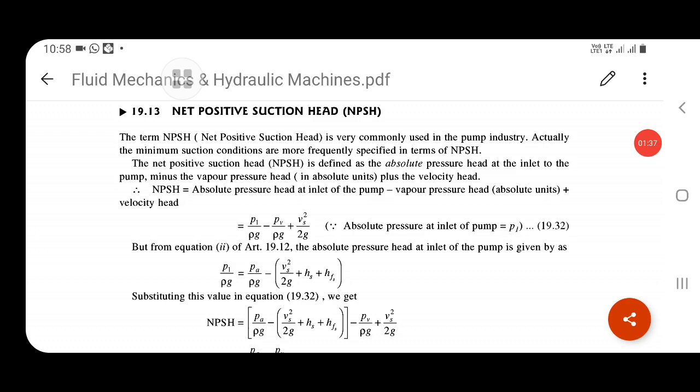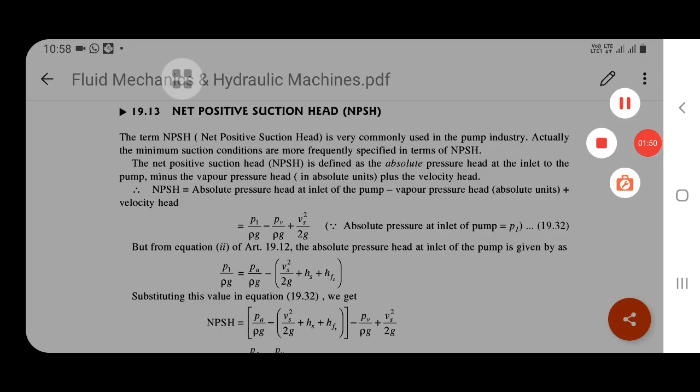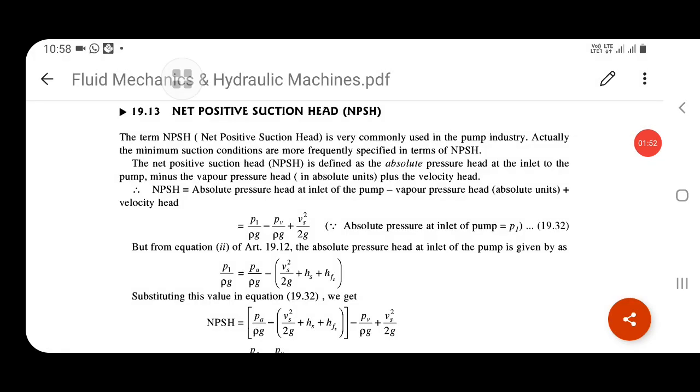So NPSH is the absolute pressure head at the inlet minus the vapor head. So P1 upon rho g, minus PV upon rho g, plus V squared upon 2g. That is the absolute pressure head at the inlet of the pump.